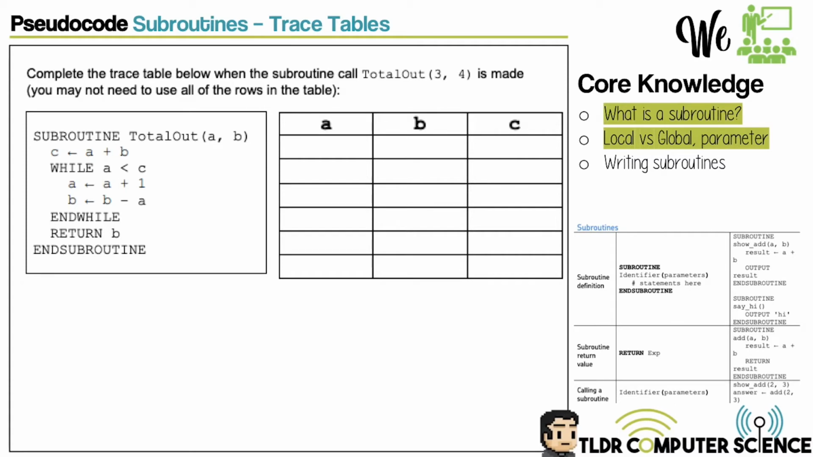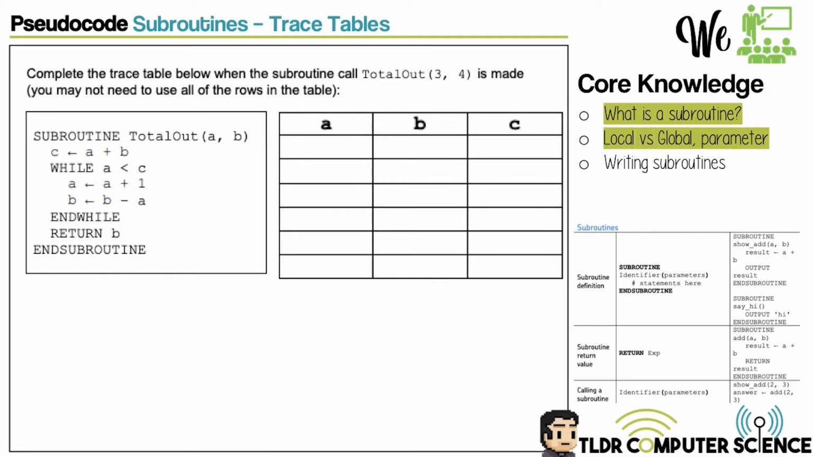Right, let's have a look at a subroutine in action. Here's an exam question. It's using a trace table. Trace tables, if you remember, are when we look at the values of variables and record their changes as they go along. The subroutine is called with total 3, 4. And if we look here, total out as A, B. So 3 is connected to A, 4 is connected to B. And then the first line is A plus B being assigned to C. So updating C with this, and then there's while A and C.